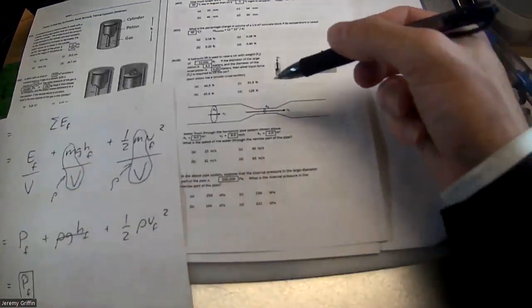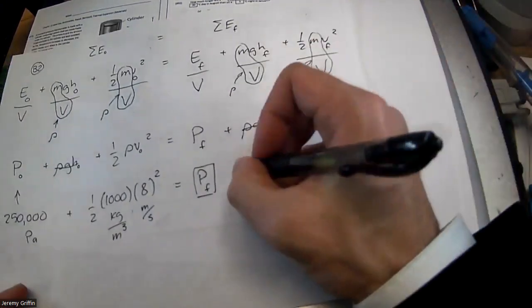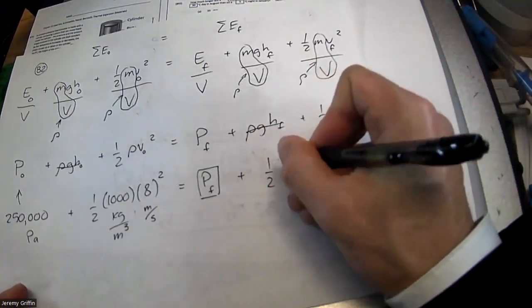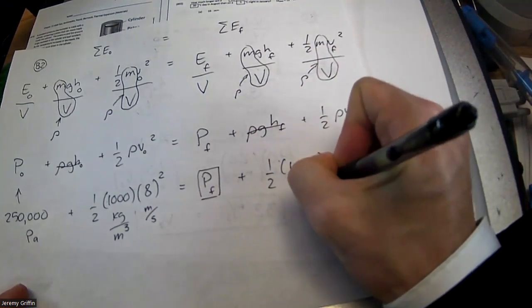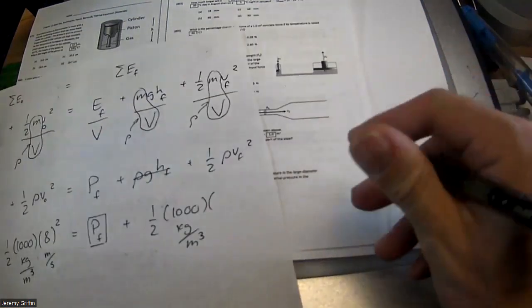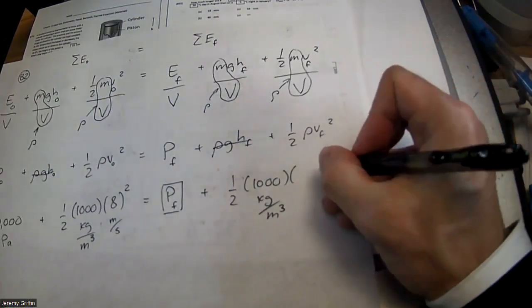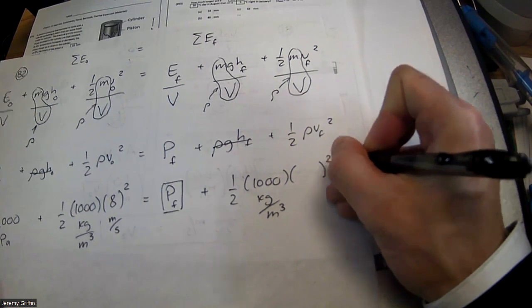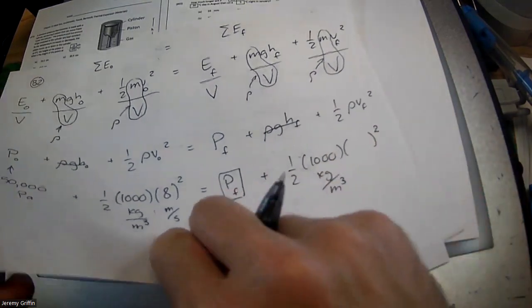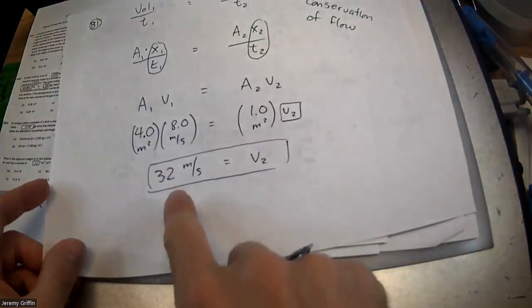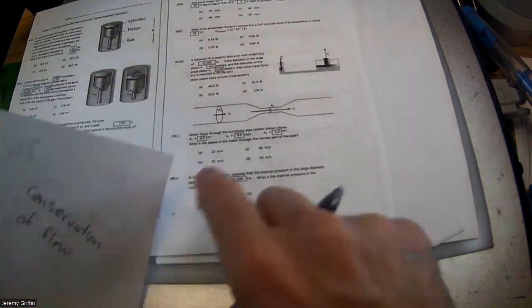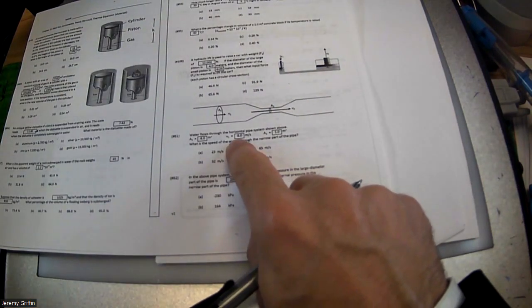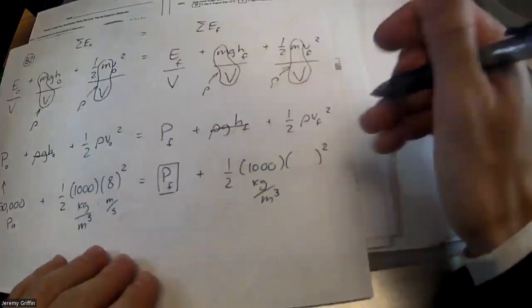You guys remember we're trying to figure out what is the pressure in the skinny part of the pipe. And then plus 1/2 density of water, again 1,000 kilogram per cubic meter, times v final squared, I should say. But v final is your answer to the last question. That's why you need conservation of flow before you can solve Bernoulli principle. The initial speed was right here.